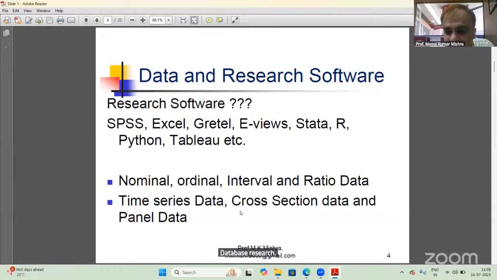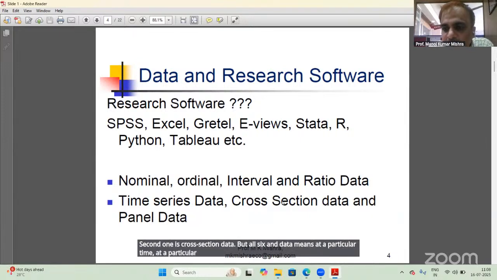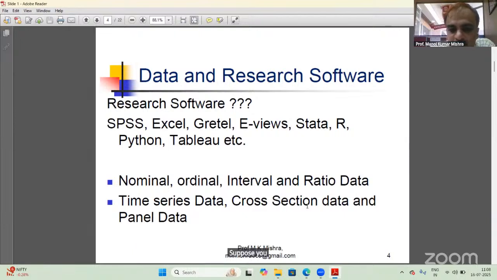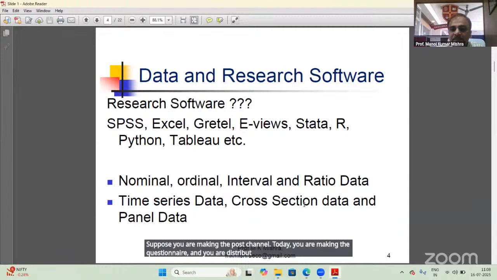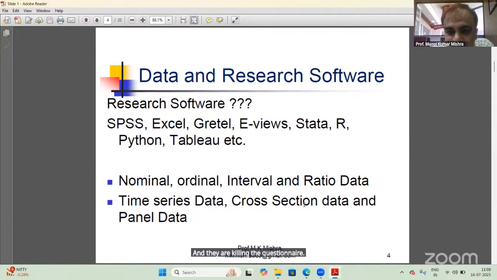Second one is cross-section data. Cross-section data means data at a particular point of time. Suppose you are making a questionnaire today and distributing it to the respondents and they are filling it in. What is this data? Tell me, someone. Is a questionnaire study time series data, cross-section data, or panel data?